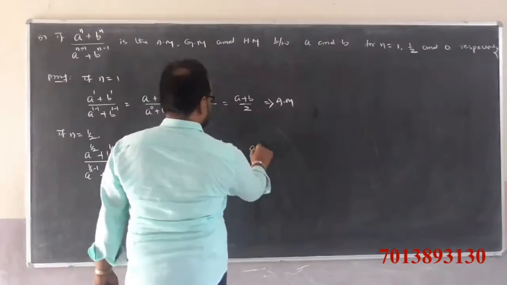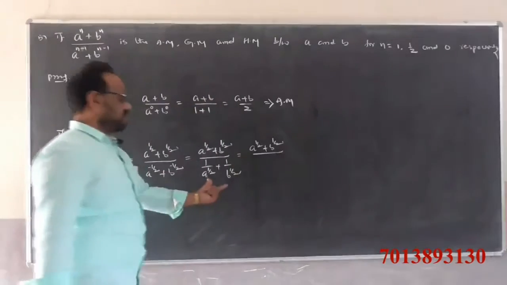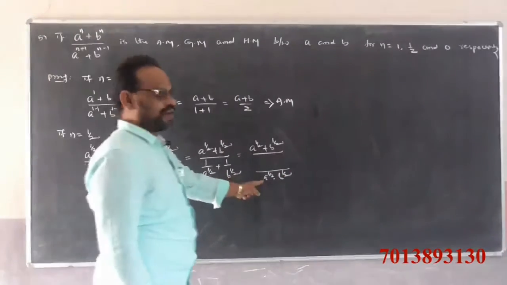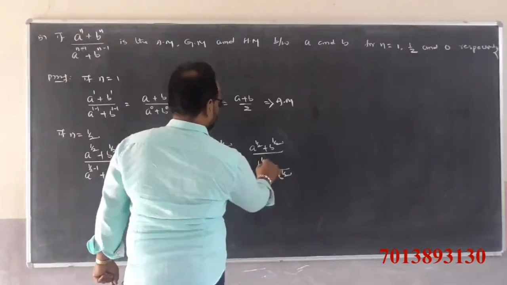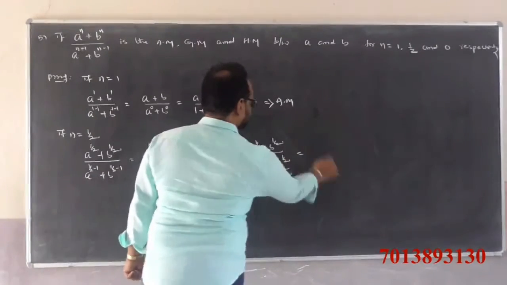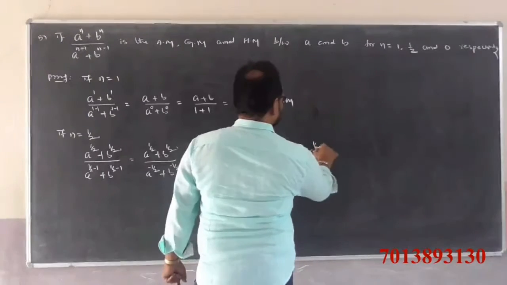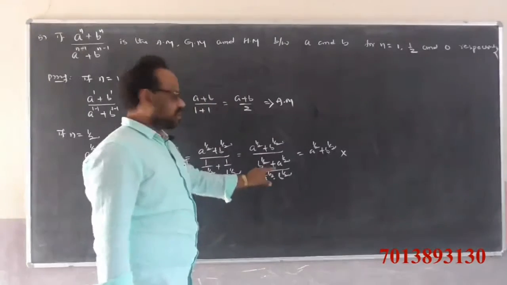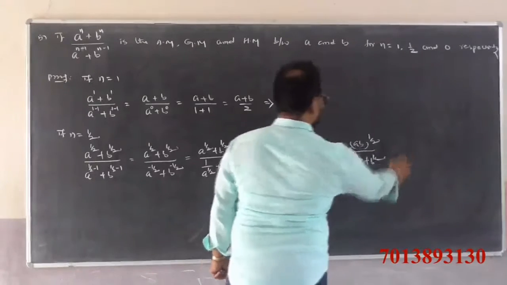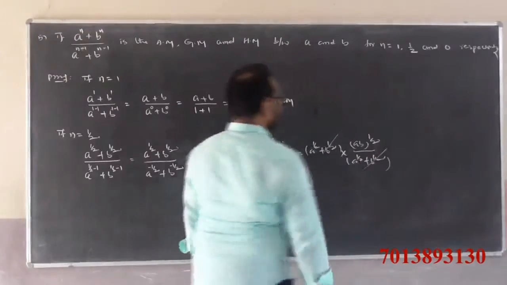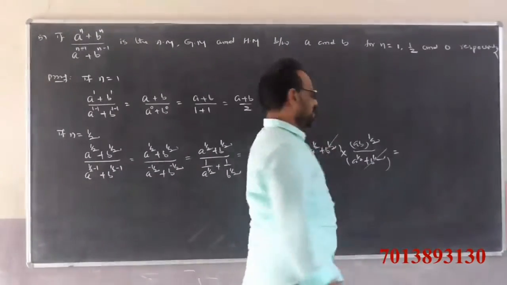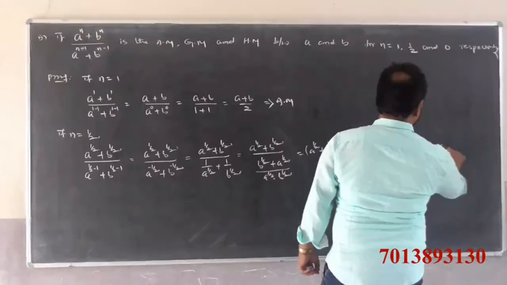That is equal to a to the power 1 by 2 plus b to the power 1 by 2 by, here the LCM is a to the power 1 by 2 into b to the power 1 by 2. So a to the power 1 by 2 gets cancelled, and we get b to the power 1 by 2 plus a to the power 1 by 2, and the b to the power 1 by 2 gets cancelled. So this can be written as a to the power 1 by 2 plus b to the power 1 by 2 into its reciprocal, a whole to the power 1 by 2 by a to the power 1 by 2 plus b to the power 1 by 2. Here the a to the power 1 by 2 plus b to the power 1 by 2 terms get cancelled. This exponential form can be converted into radical form: square root of a, that is nothing but the geometric mean between a and b.